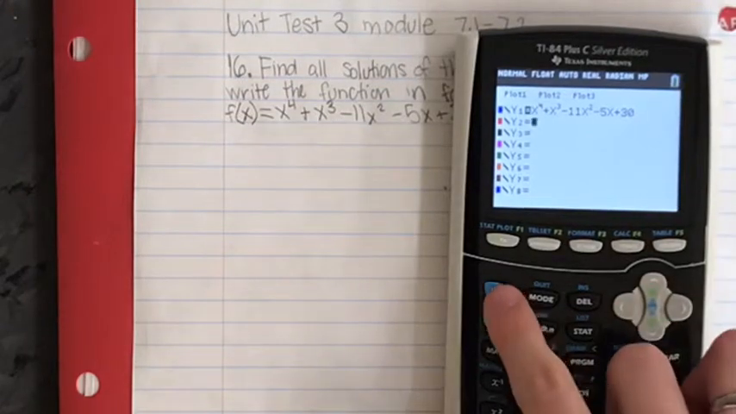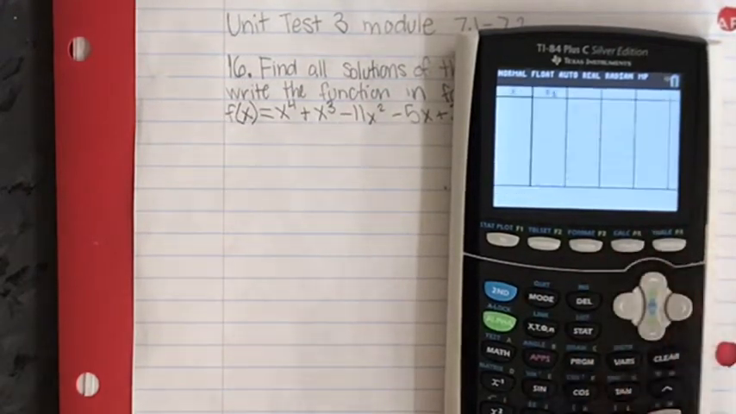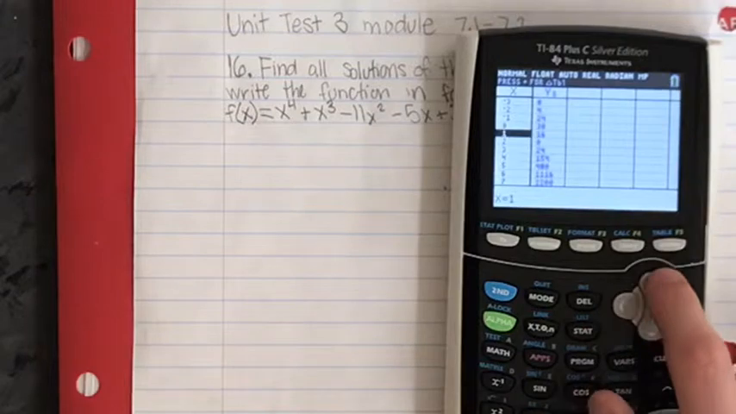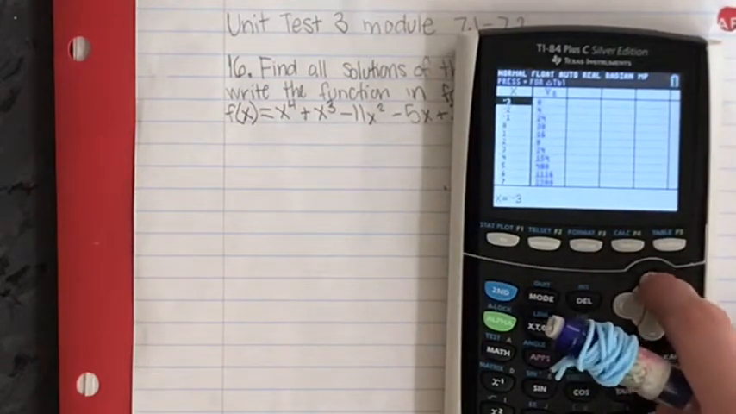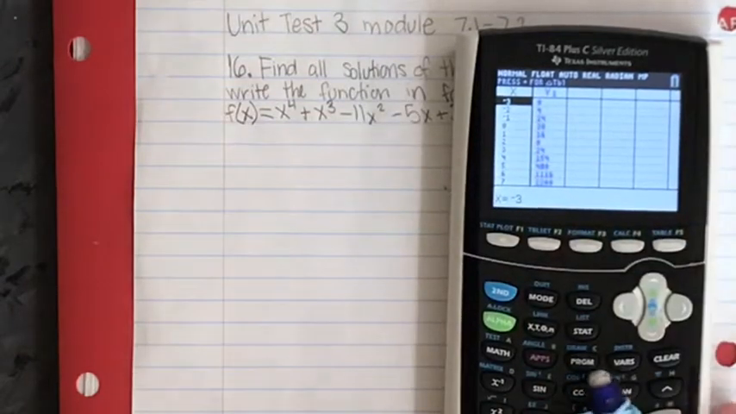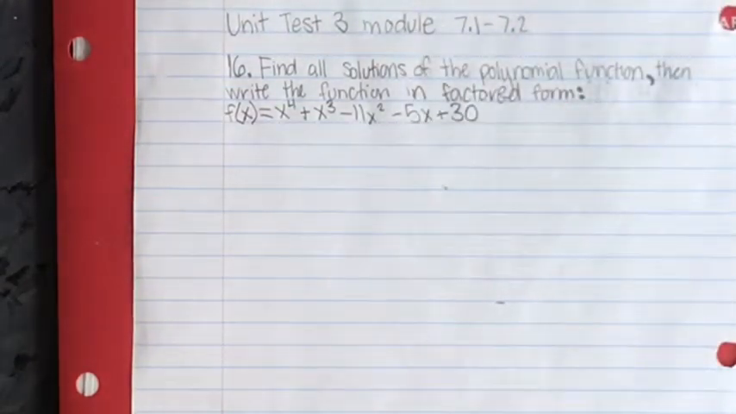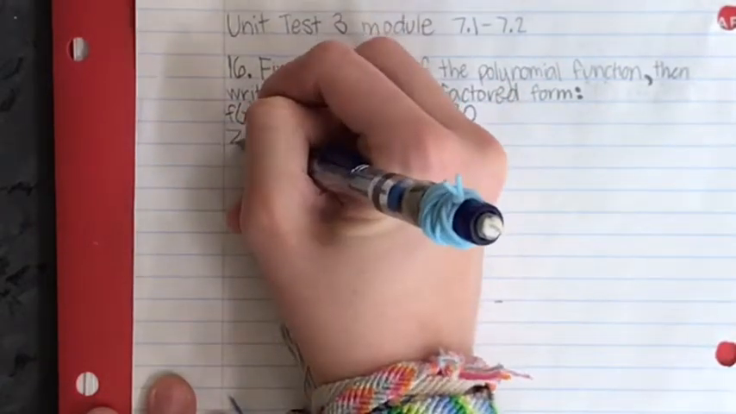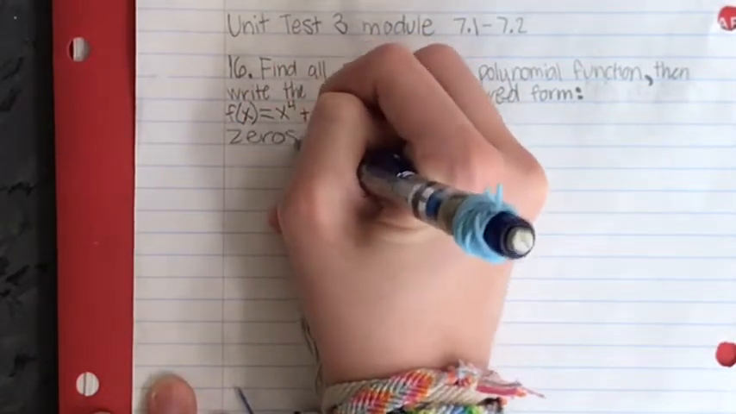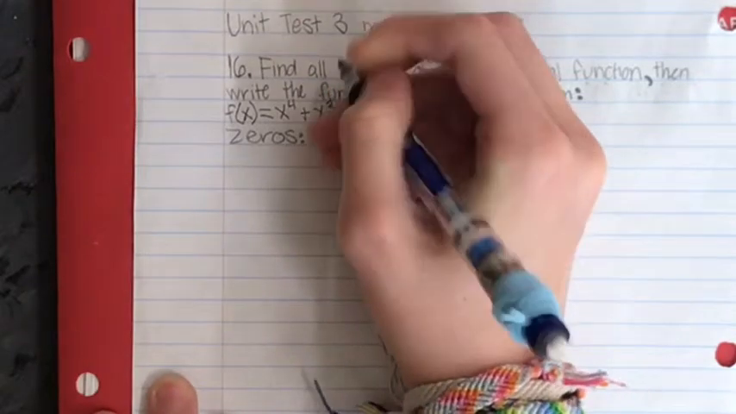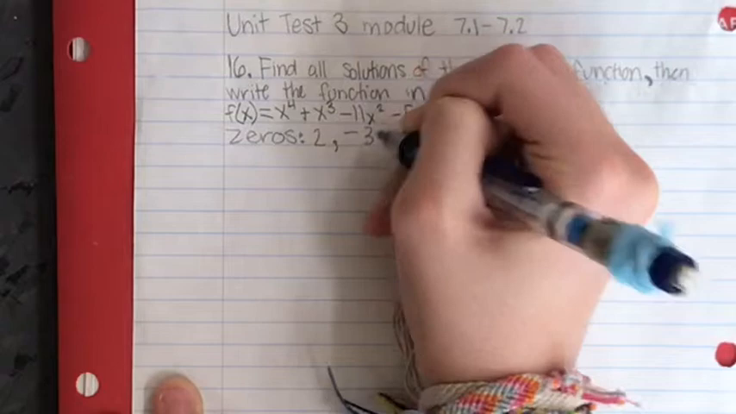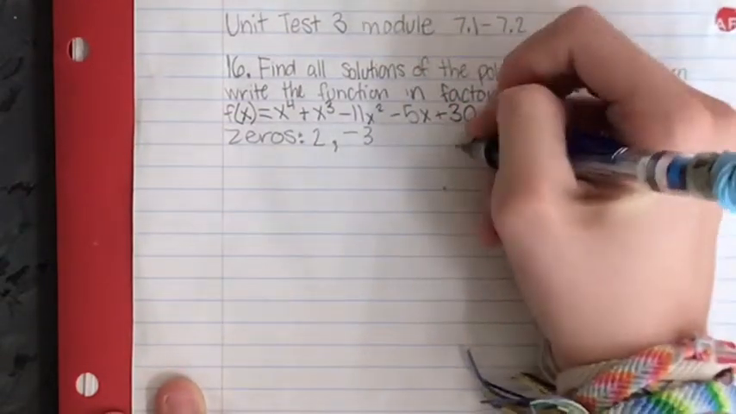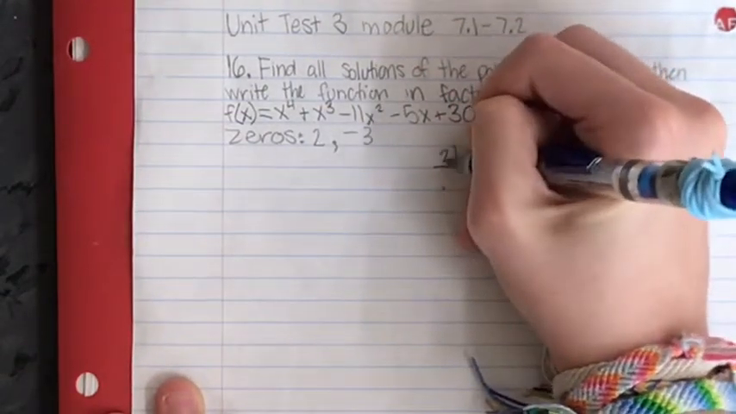Now that you have that, press second and then table, and that'll bring you to the table of each point on the graph. In the column y1, find where it equals 0 and look to the x value, and that'll be the 0 of your equation. Now that we have those, we can move on to using synthetic division to find the factored form.